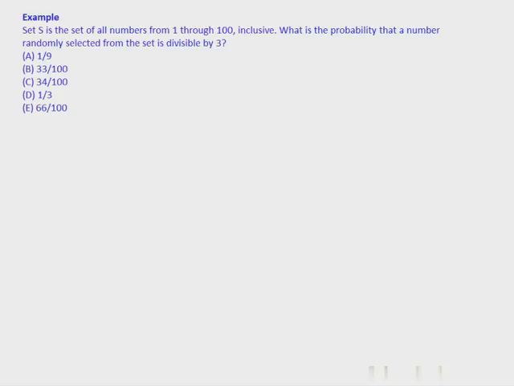The next example. Set S is the set of all numbers from 1 through 100. What is the probability that a number randomly selected from the set S is divisible by 3? So, we are picking one number from 1 through 100. So, there are 100 choices to pick from. How many of these choices are divisible by 3? There are 33 numbers divisible by 3 between 1 and 100. The numbers 3, 6, 9 up to 99. So, the probability of selecting a number divisible by 3 is 33 by 100. The answer is B.